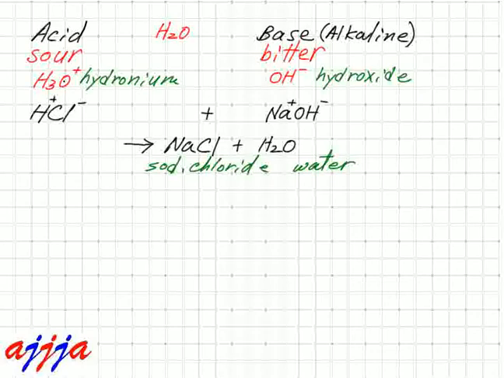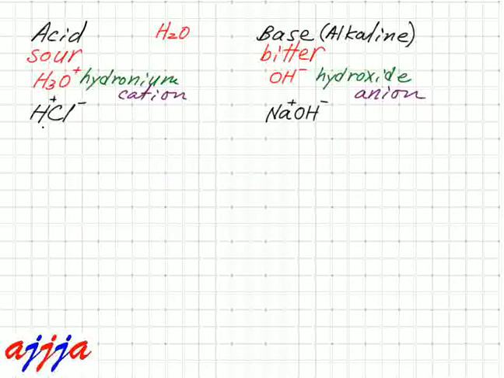To make sure you understand this: hydronium is positively charged, and that's what we call a cation. Negatively charged hydroxide is an anion. Especially cation, you're not going to read it wrong. Cation.